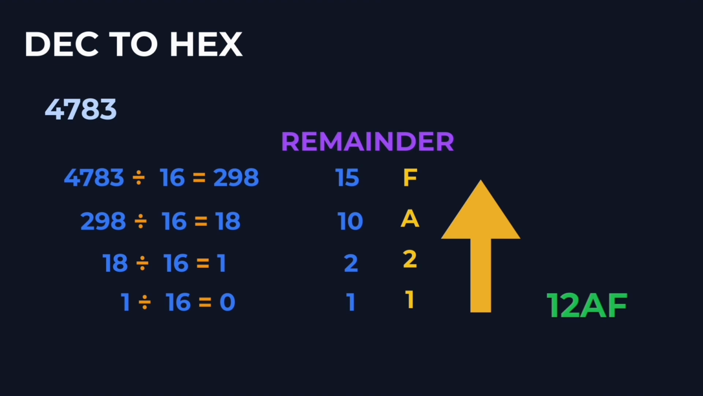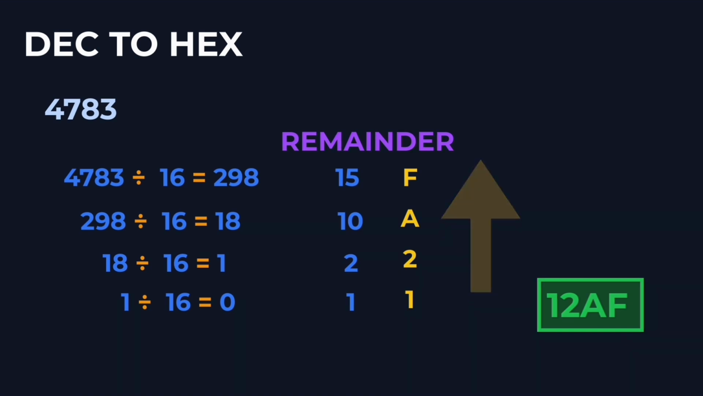When we do this, we get 12AF, which is the hexadecimal representation of 4783. So this is how we convert hexadecimal to decimal and decimal to hexadecimal.